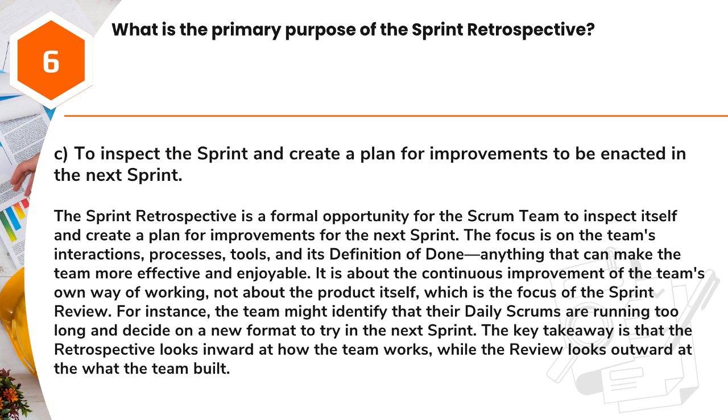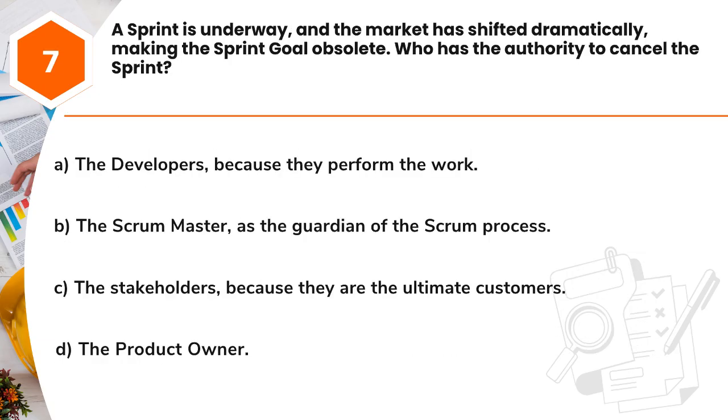For instance, the team might identify that their daily scrums are running too long and decide on a new format to try in the next sprint. The key takeaway is that the retrospective looks inward at how the team works, while the review looks outward at what the team built.